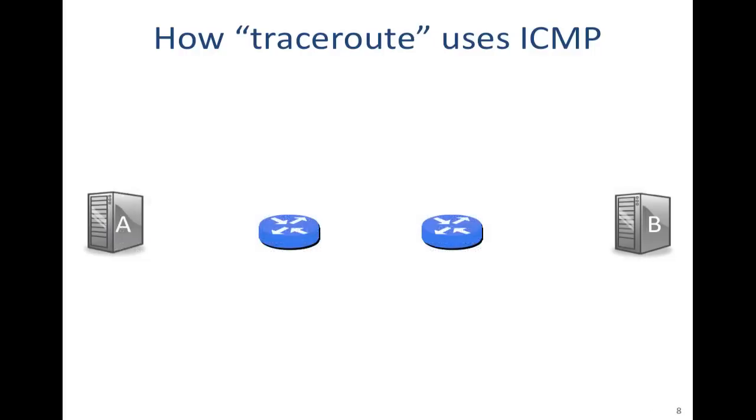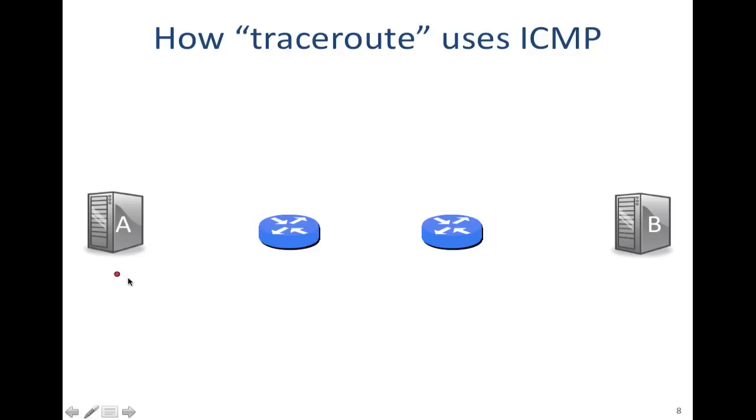So traceroute uses ICMP in quite a clever way. So the goal here of traceroute is to find the routers on the path from A to B. So it's trying to identify the 2 routers along the path and measure the round trip time of packets from A to each of those routers. So traceroute does this by sending UDP messages, and I'm first going to describe what it does, and then we'll see why it is that that works.